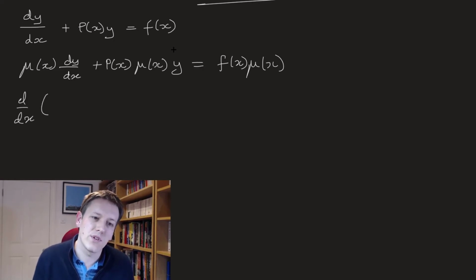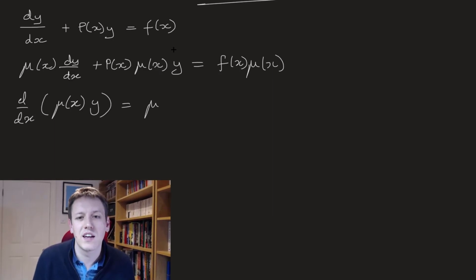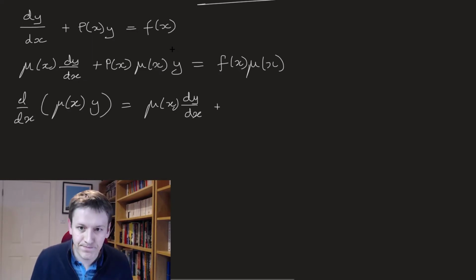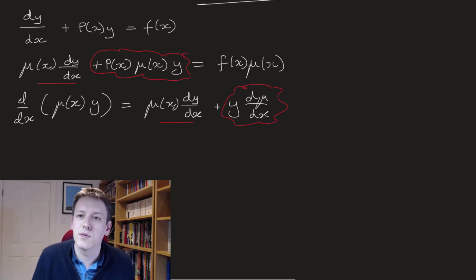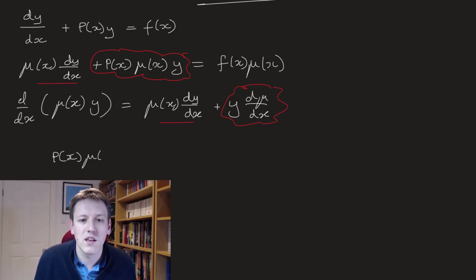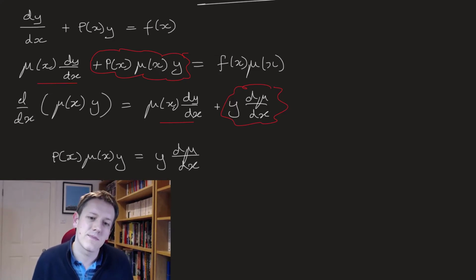And again, if you think about what you get when you differentiate mu of x times y, we get mu of x dy by dx plus y times d mu by dx, exactly as before. So again, as before, these two terms match up, and I just want to make this term equal to this term. Okay, so we're going to have p of x mu of x times y equals y times d mu by dx, and again the y's cancel here.